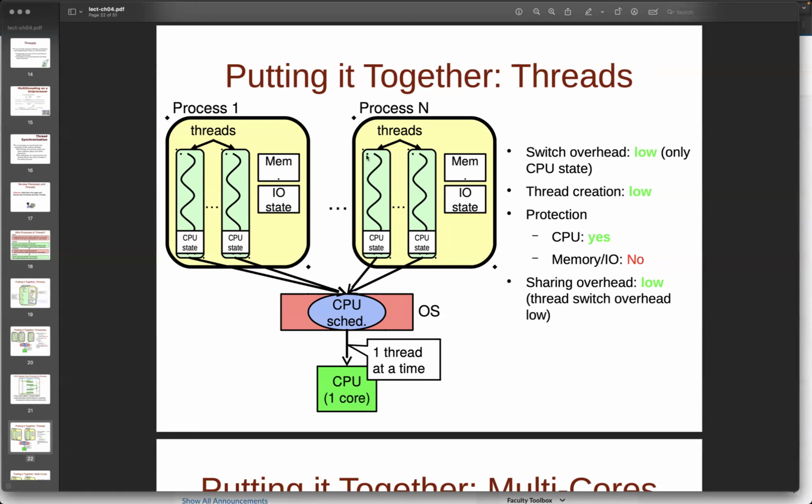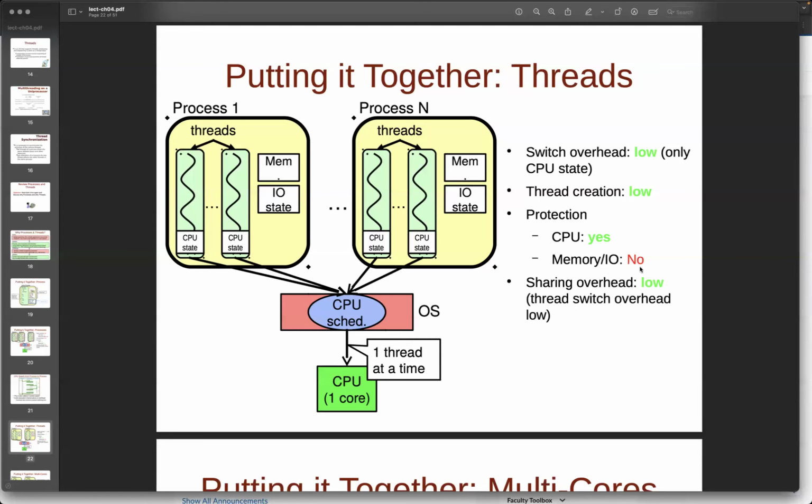Then here in the software application, for the switch overhead, mainly it's only the CPU state, and that's it. So compared to processes, the switching overhead is low, and thread creation is also low. The protection we still have. For memory, it's open, no protection, because we need to share it, and sharing overhead is still low because the thread switch overhead is really low. You can compare the difference with the table here.